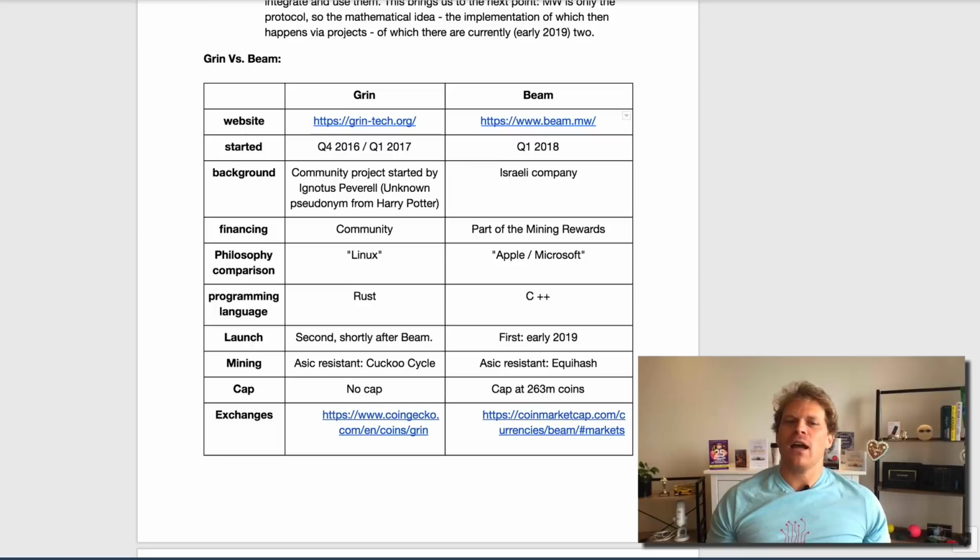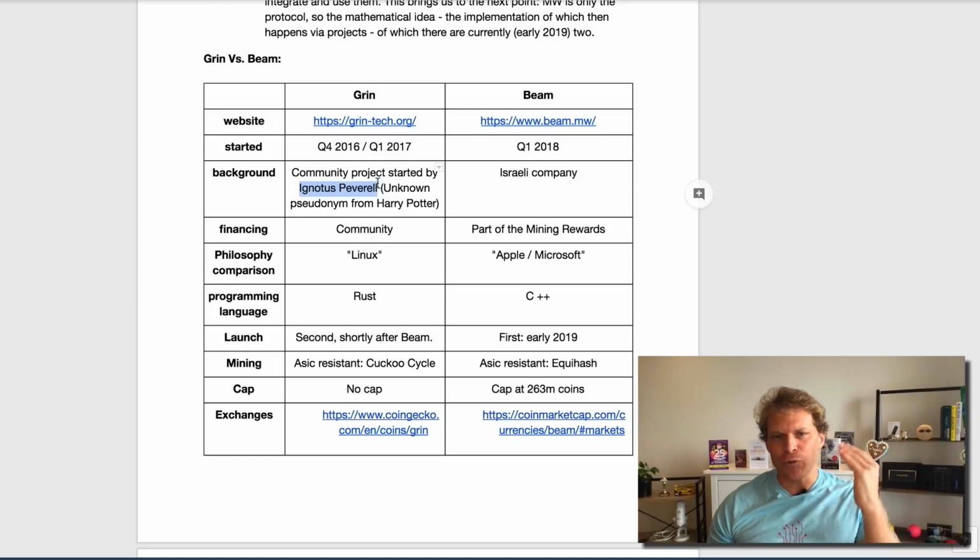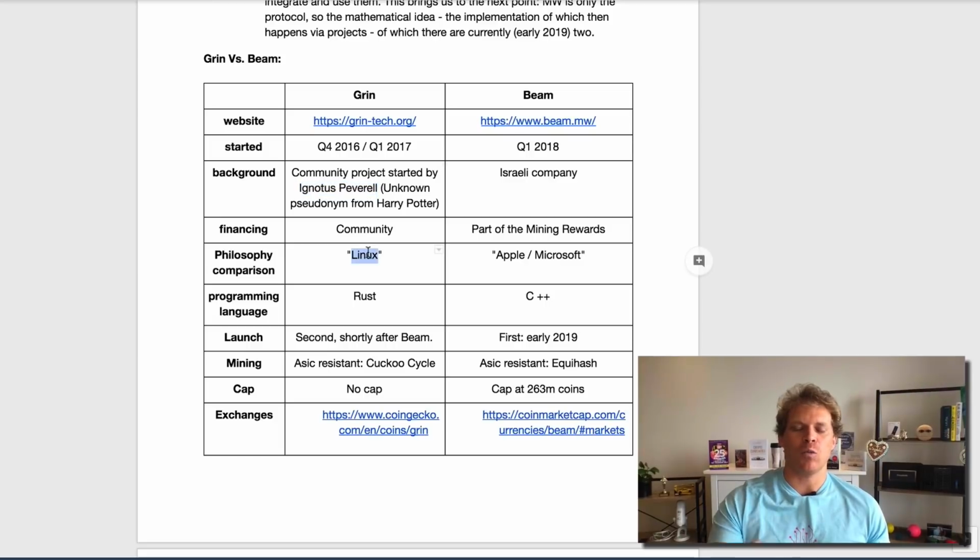They started at different times. Grin, as mentioned before, was actually started by the community, and again, it was started by an unknown person. He used the pseudonym Ignotus Peverell, and he's also from the Harry Potter story. He started this right after Andrew Poelstra came out and posted this white paper, end of 2016, beginning of 2017, and it's a pure community project. You can compare it almost to how Linux works, written in Rust.